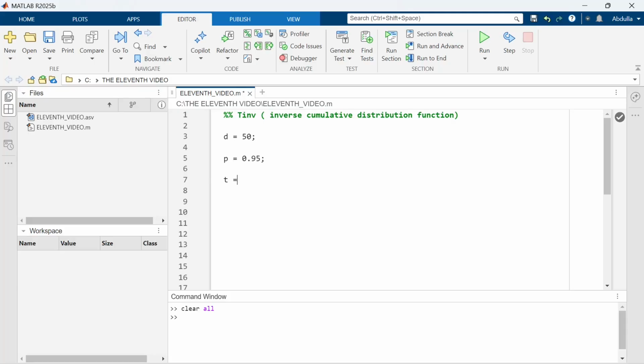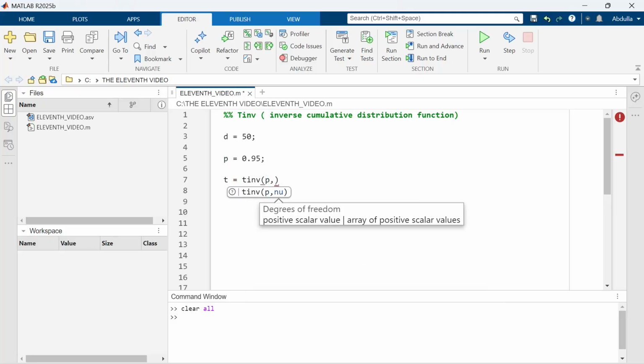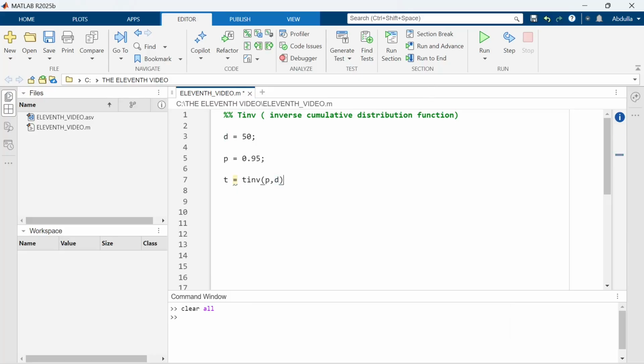So right now t equals tinv, this function, the T inverse cumulative distribution. I open a bracket, and it gave me a recommendation for p, which is already ready, and then my degrees of freedom. So I have all the elements of the T inverse cumulative distribution. Right now if I press run, I have the value of t.